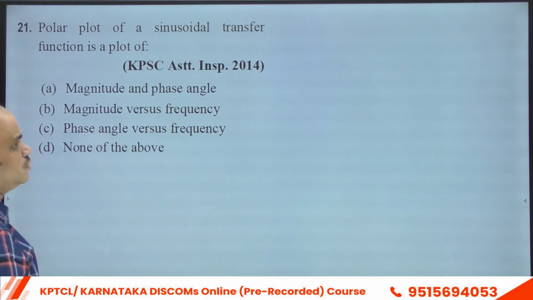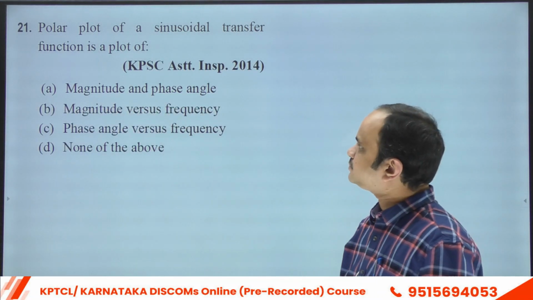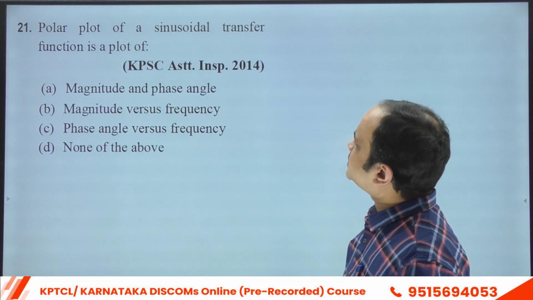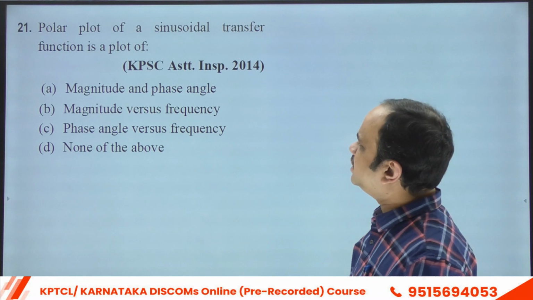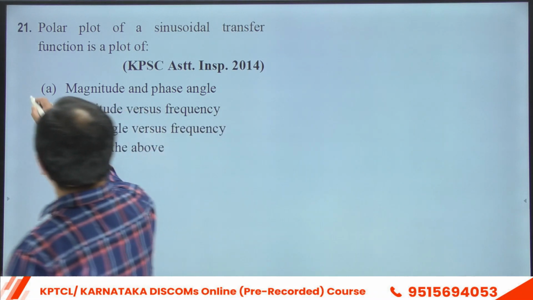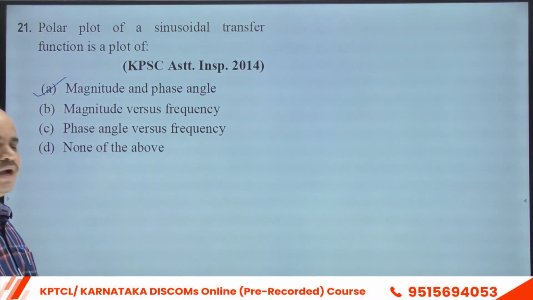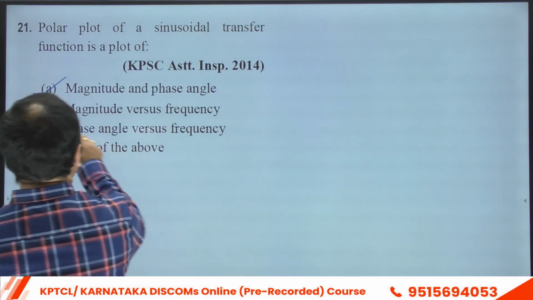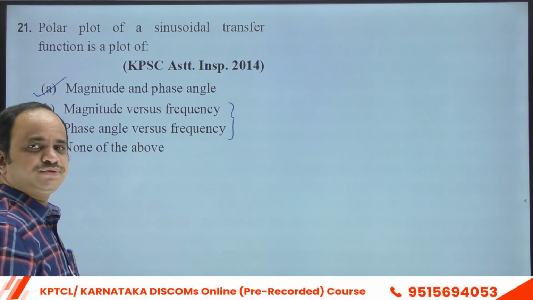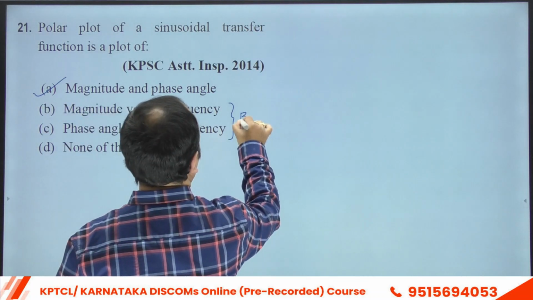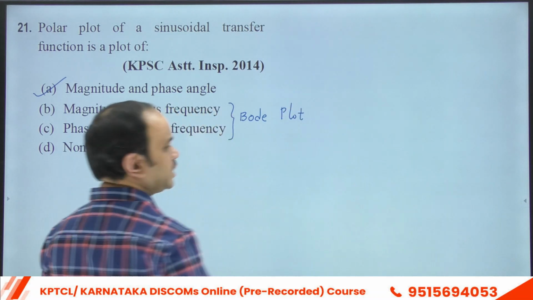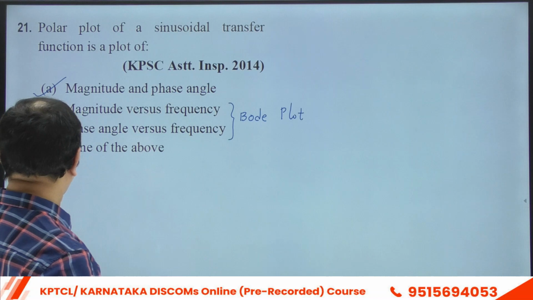Okay, so this could be the option. Now let us move to the next question. Polar plot of a sinusoidal transfer function is a plot of magnitude versus phase angle. Magnitude versus frequency and phase angle versus frequency, these two together are called Bode plots.